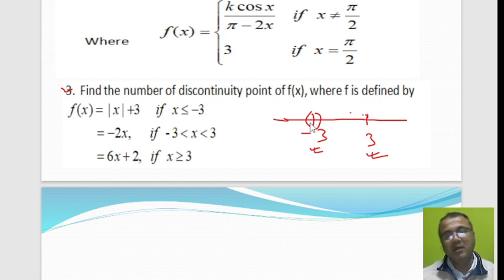For less than minus 3, the function will be 3 plus mod x, isn't it? So this is a continuous function only, not just continuous, but it is a polynomial function. So you can say it is continuous for less than minus 3, and for greater than 3, it is 6x plus 2, so it is also continuous. And what about between minus 3 and plus 3? Let us see, between minus 3 and plus 3.